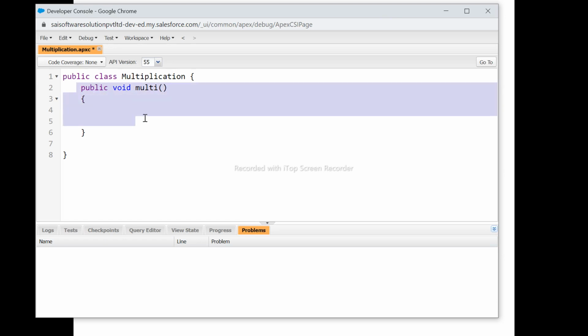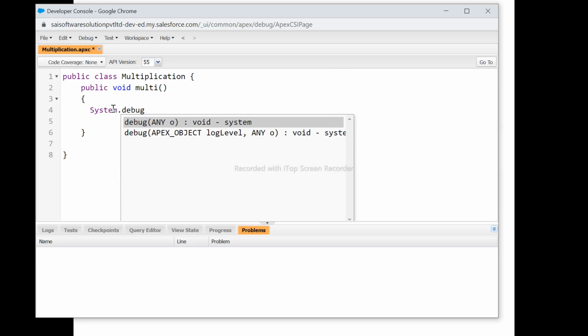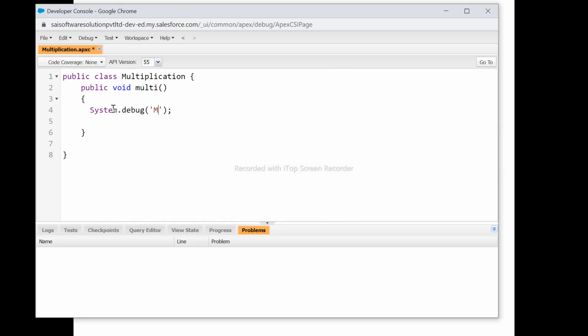This is the non-parameterized procedure. Here I write System.debug, multiplication is. A non-parameterized procedure means it does not require any input value and it executes business logic based on a statement. These are the non-parameterized procedures.